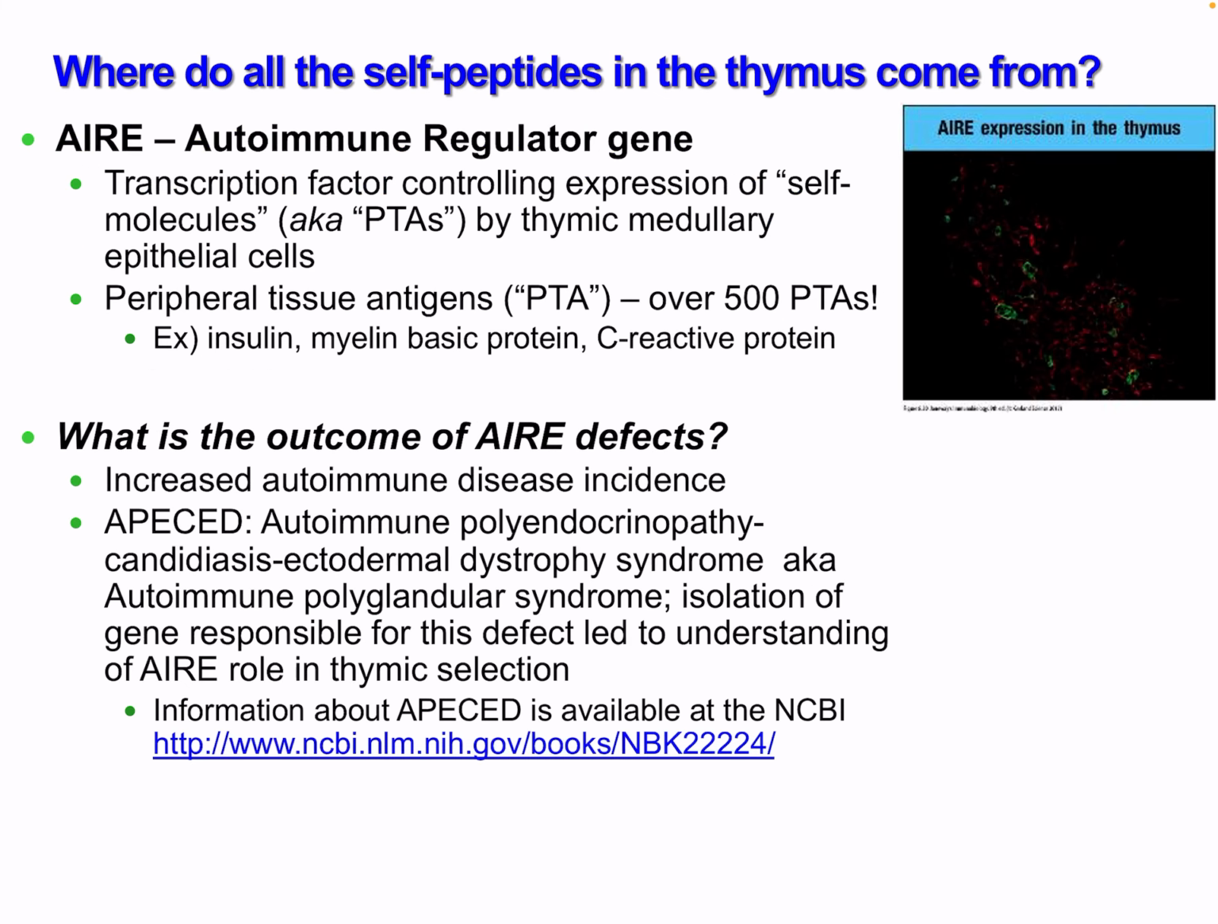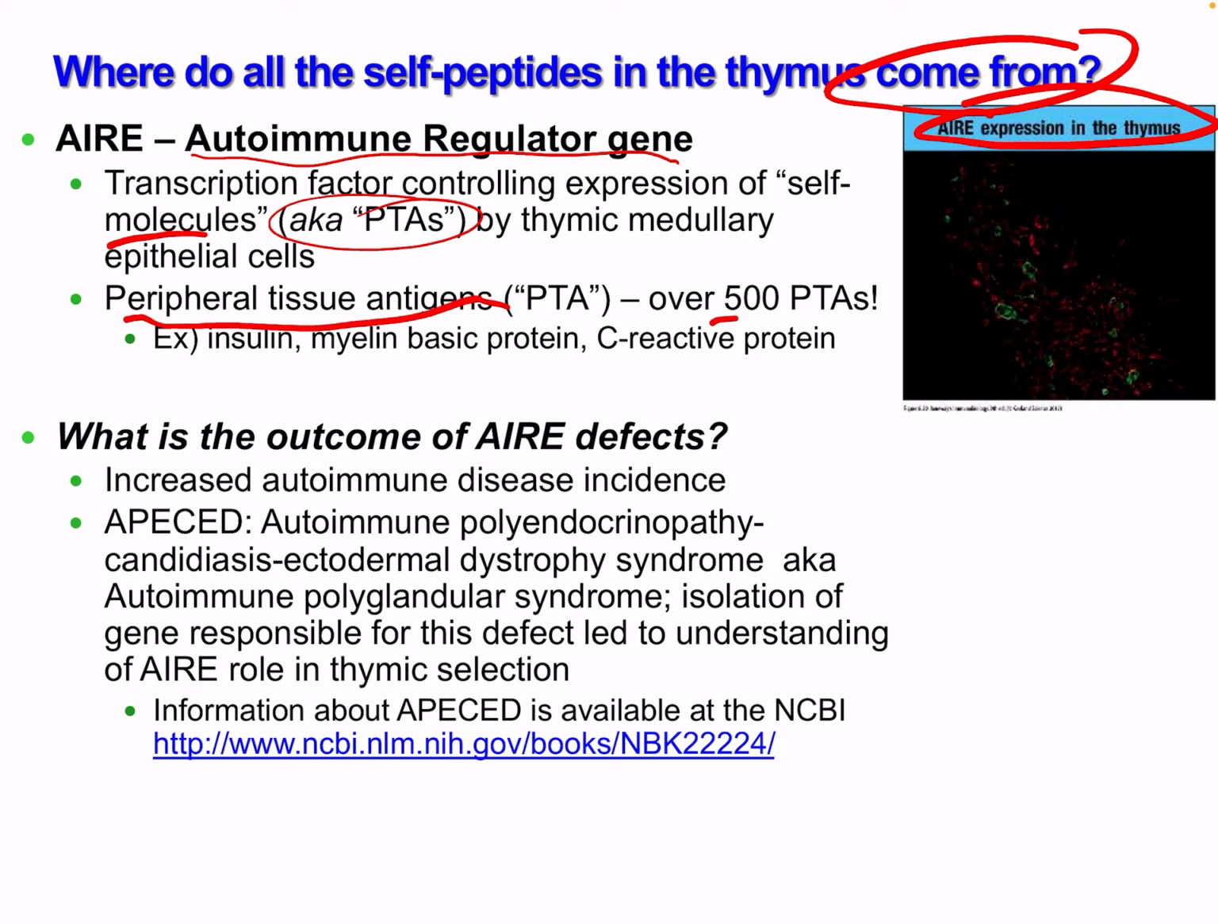So where do all these self-peptides in the thymus come from? One important thing we'll look at is AIRE, which is the autoimmune regulator gene. Either one is fine, but it kind of gives away its function in the name. This is a transcription factor controlling the expression of self molecules, aka PTAs, by thymic medullary epithelial cells. PTA is peripheral tissue antigen, and there are over 500 peripheral tissue antigens. Examples would be insulin, myelin basic protein, and C-reactive protein.